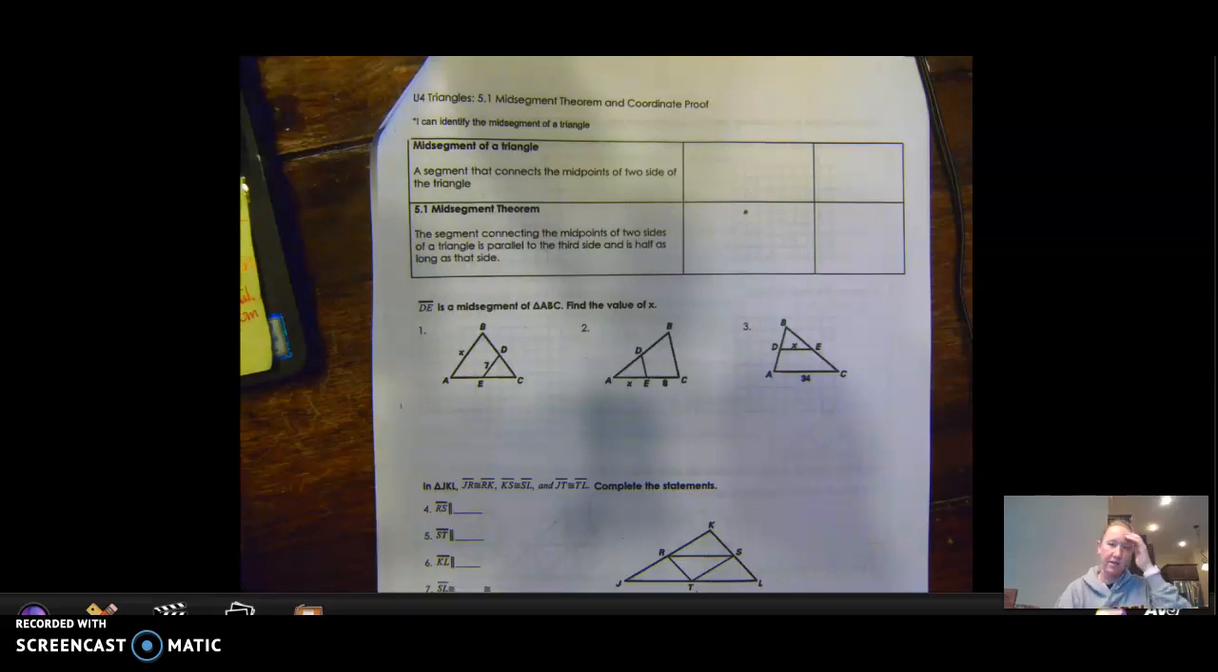Hi guys, we are starting 5.1 now. So this unit is going to be all about triangles and different unique things about the different triangles. What we're going to start with today is called midsegment theorem.